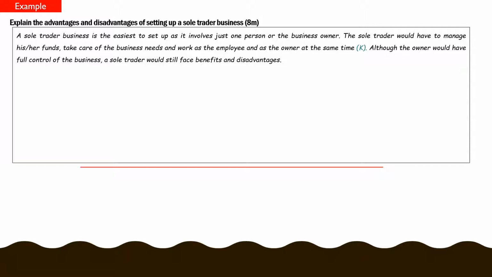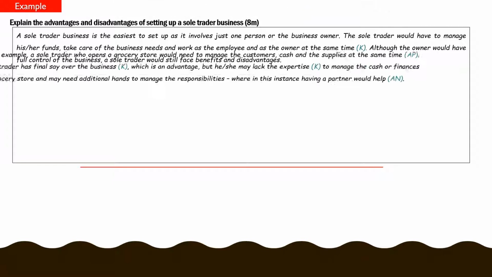Now, if you notice that I put a letter K there, K signifies knowledge. In other words, when you answer a question that requires you to analyze, you still need to include some knowledge and some application in your answer before you reach an analysis. So we have not gone to the analysis portion of this question yet, but if you note, I've started answering with defining sole trader. That alone brings knowledge to your answer.